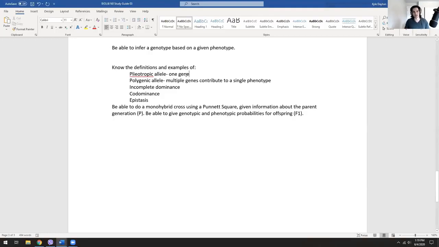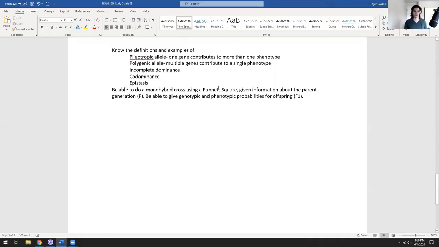So with pleiotropic, we have one gene that contributes to more than one phenotype. Like with redheads, another example using redheads, typically if you have red hair, you'll also have freckles. Do you have freckles? Yes. So that's one perfect example of pleiotropic. One gene is going to contribute to more than one phenotype.